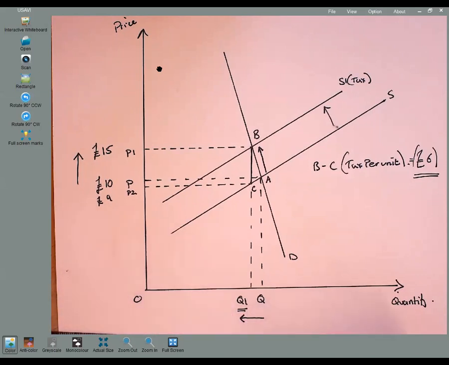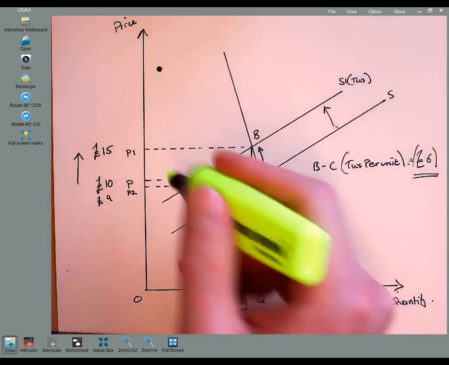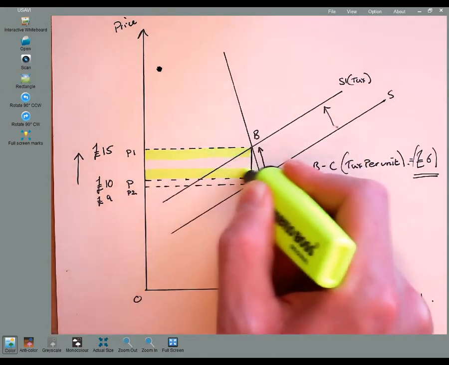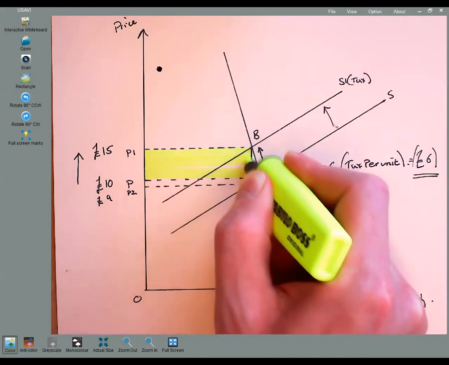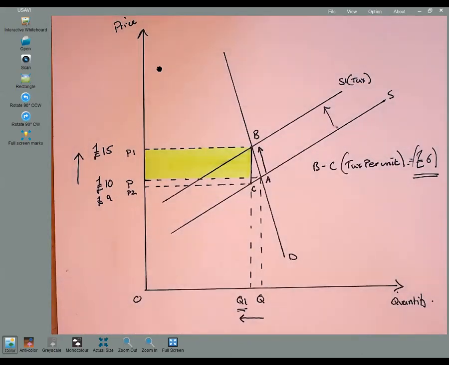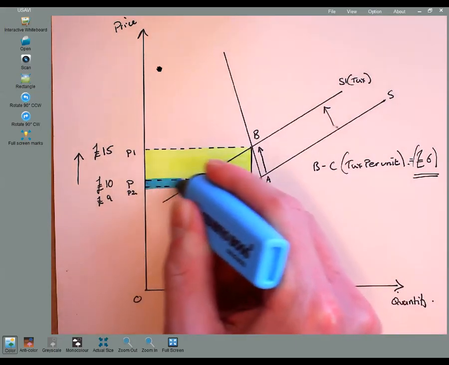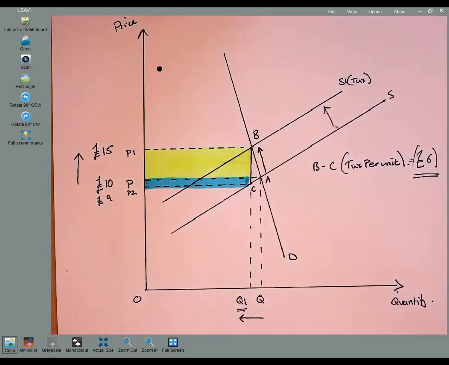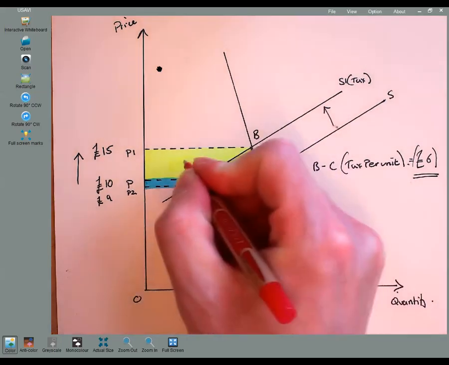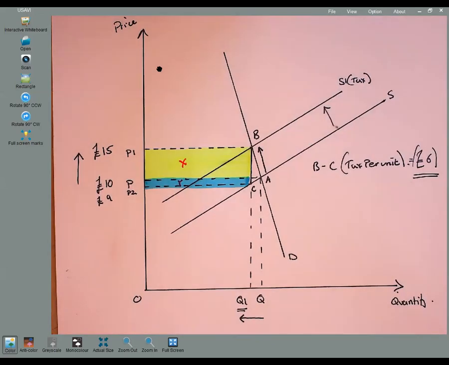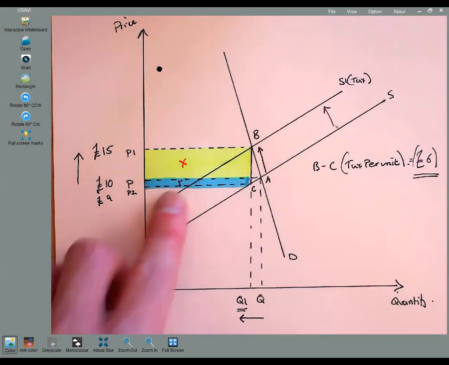On this diagram now, you've got two areas. The first one is, I'm going to highlight this in yellow. And if you remember me saying before, we looked at the burdens of tax. So you've got two areas here. You've got the yellow area, and then you've got the blue area below. Now, as you can see visually on this diagram, I'm going to call it area X and area Y. So area X is the yellow area, and area Y is the blue area.